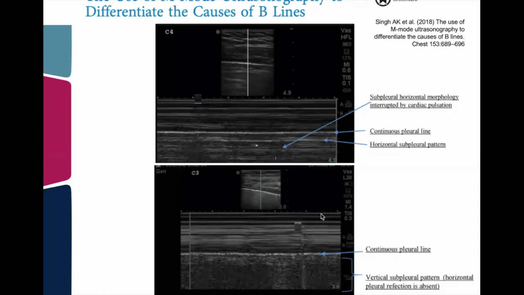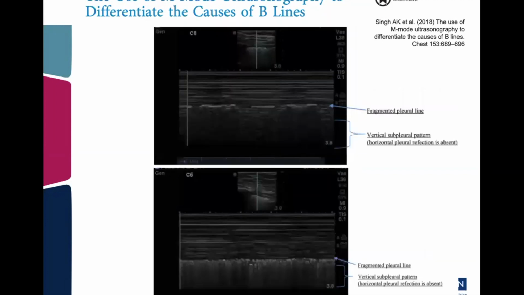This next pattern here, we see again a continuous pleural line with a vertical subpleural pattern. And then these last two images show the same thing, just different degrees of severity. We see a very fragmented pleural line with vertical subpleural pattern.